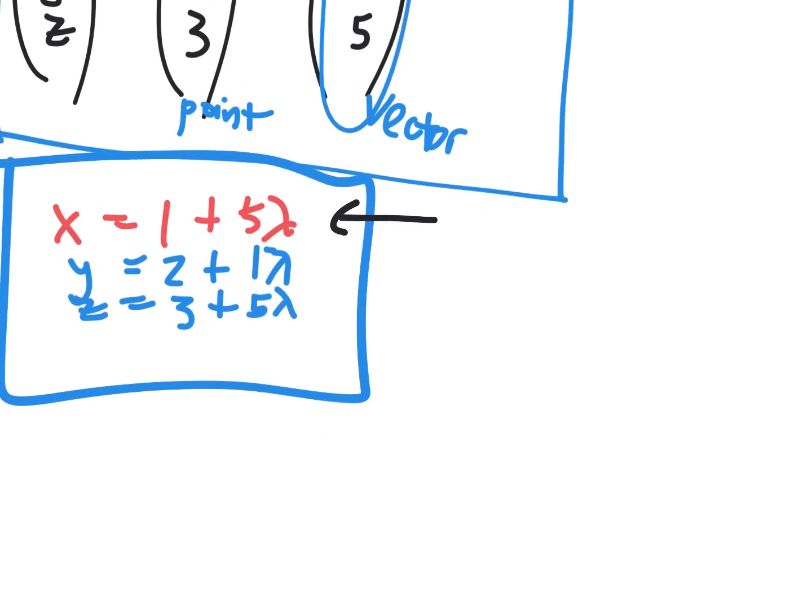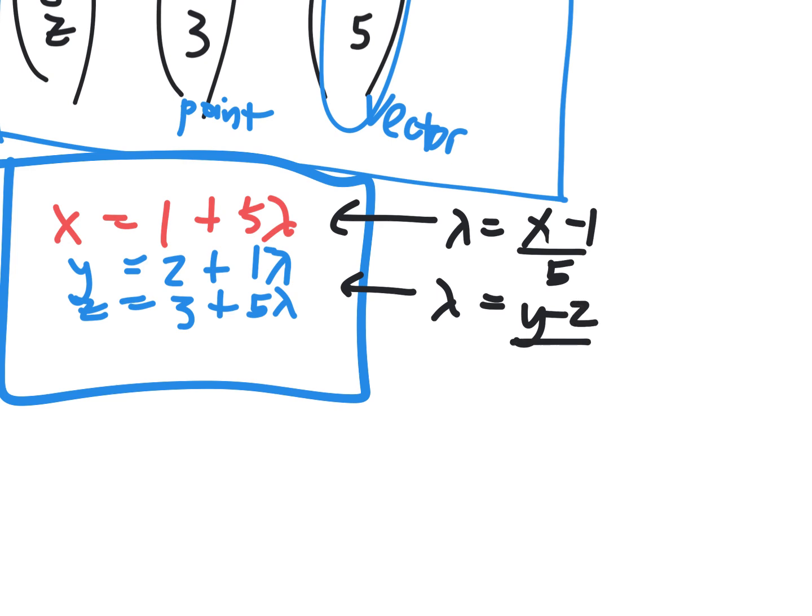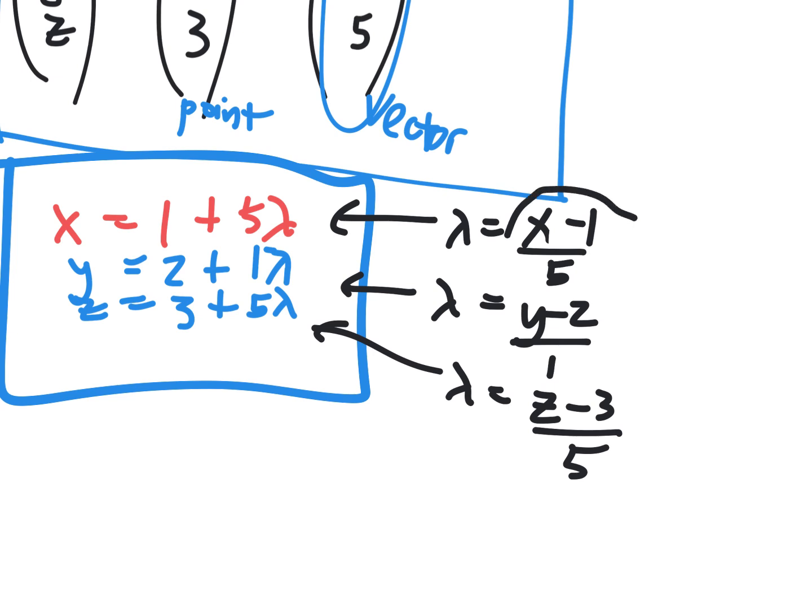Now if I solve this for lambda, lambda would equal x minus 1 over 5. This middle one, lambda would equal y minus 2 over 1, which is the same as y minus 2. And for the last equation, z minus 3 over 5. And if I said this equals this equals this, do you get I only have x, y's, and z's in it?